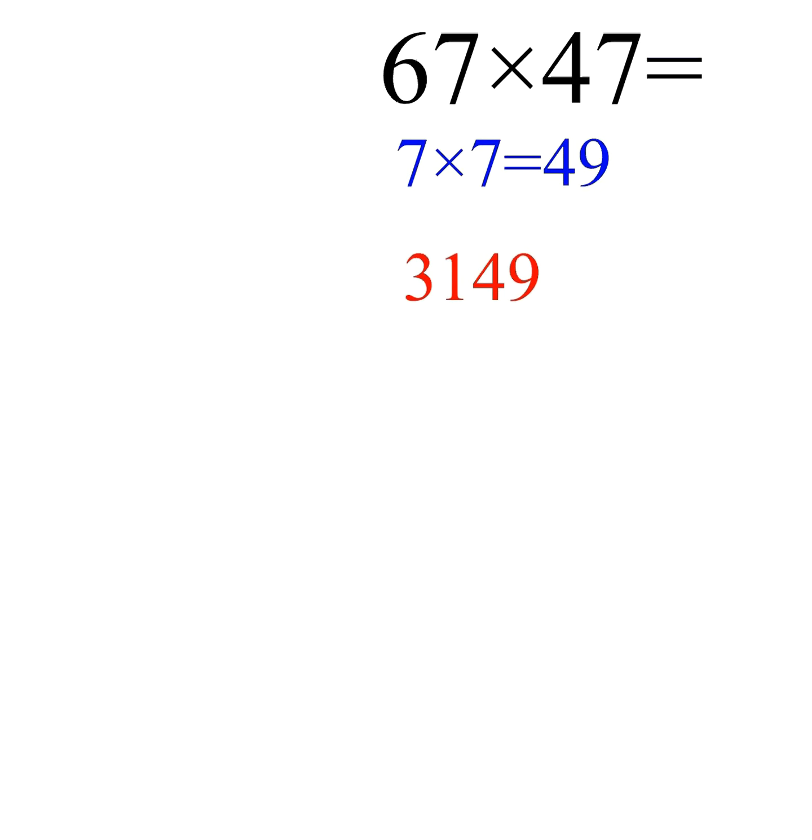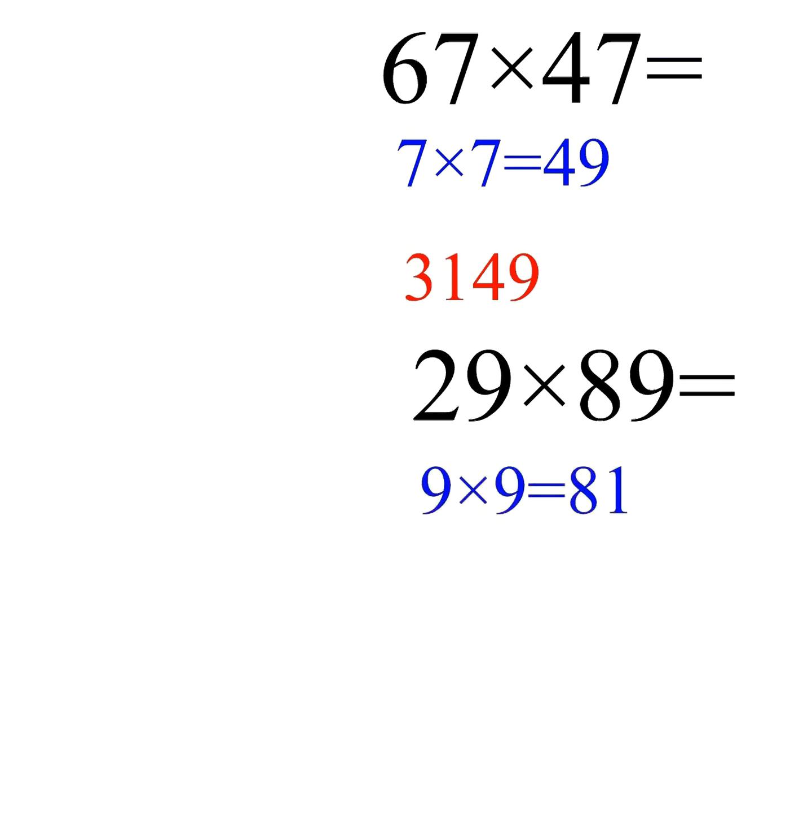Let's have another example in which the ones places are the same and the sum of the tens places equals 10. So we multiply 9 into 9, we multiply 2 into 8 and add it to 9. That would be 25, and we write down 81 in front of it, and that's it.